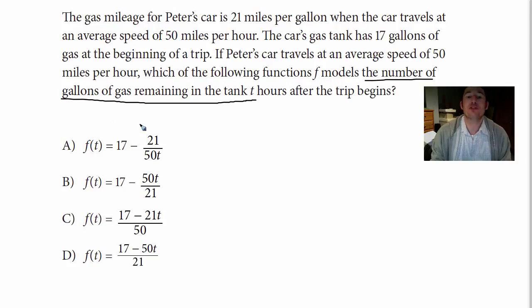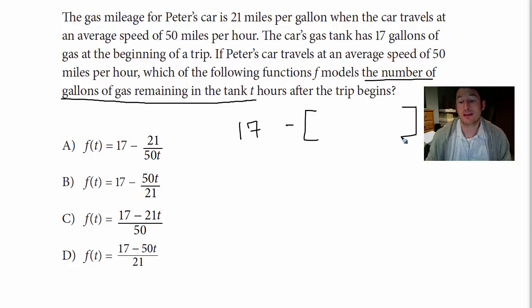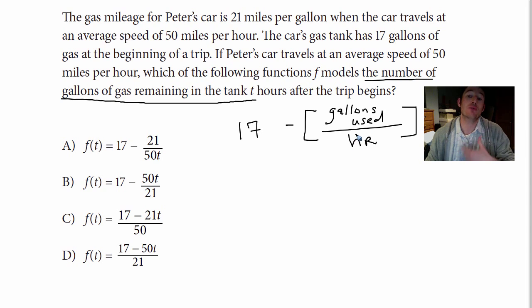So how much did we start off with? Do you remember? Well, hopefully you said 17. And we're going to minus, what are we going to minus? Well, I don't know exactly what the rate or the units are going to be, but we're using some amount of gallons of gas. I'll put gallons used per hour. It's the most basic way I can put it. You start off with 17, and we're getting rid of some gallons per hour. So here are the nice tricks.